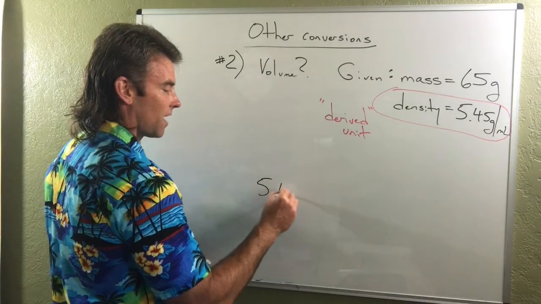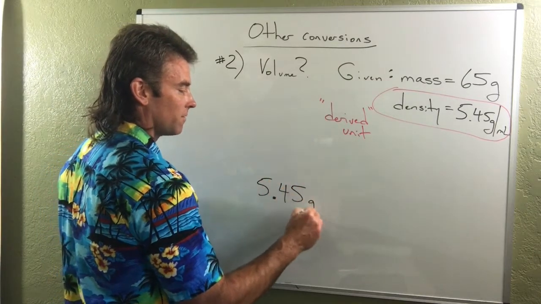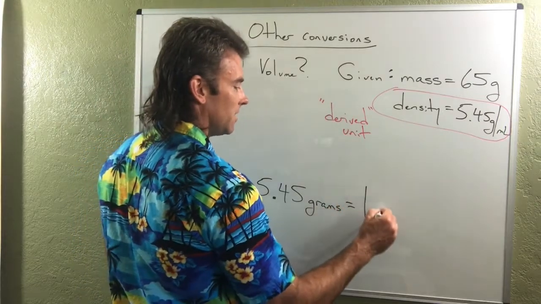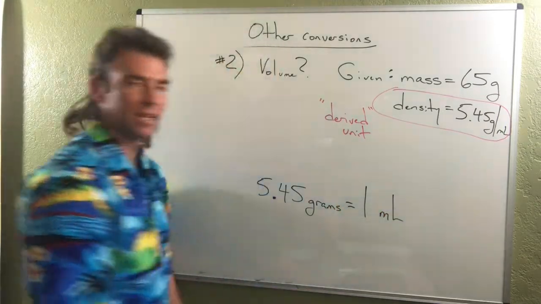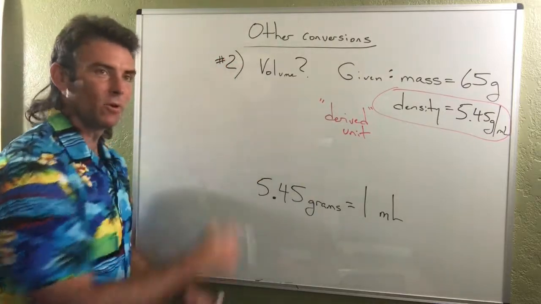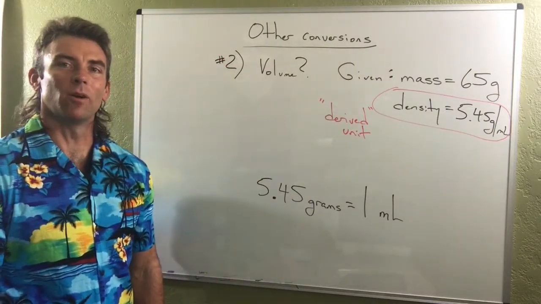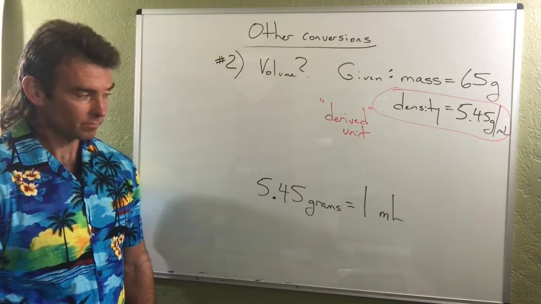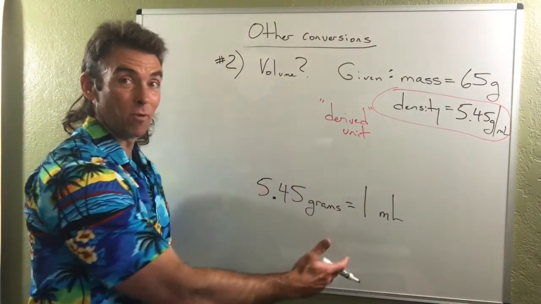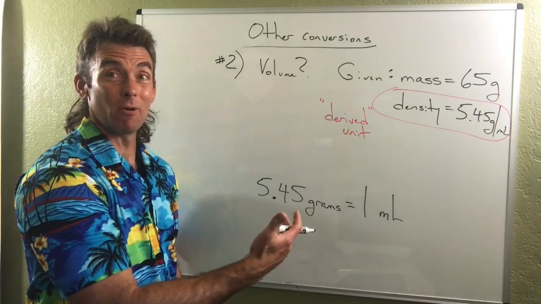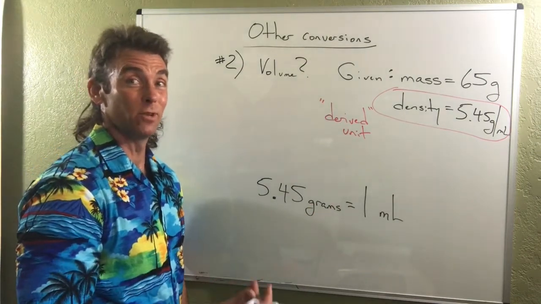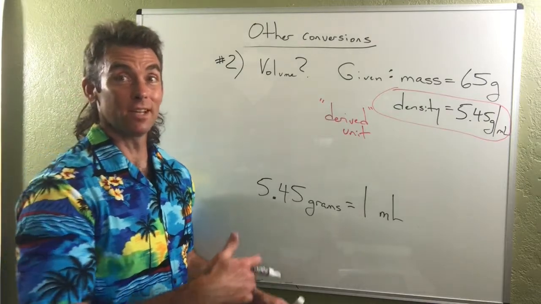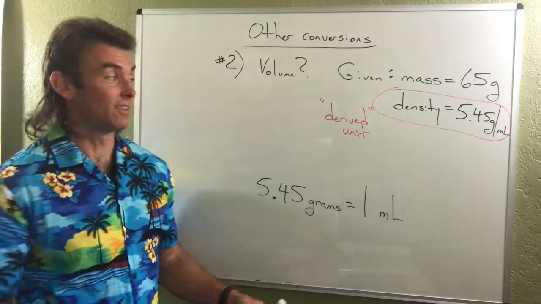I know that if I measured out exactly 5.45 grams, that is going to be equal to 1 milliliter. That is no different than what we saw before in terms of those other conversions. Anytime you see a derived unit, if this was in miles per hour, that would be the number of miles that you could go in 1 hour. Then you can convert hours or miles to kilometers or things like that.